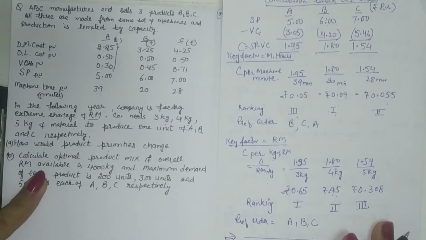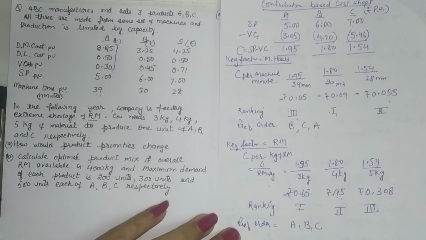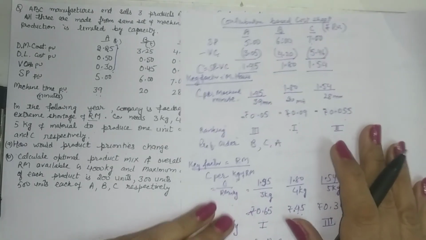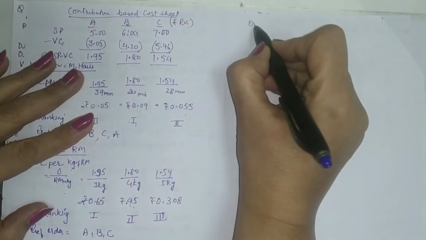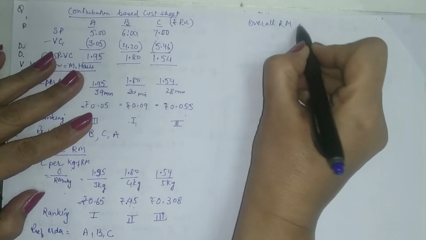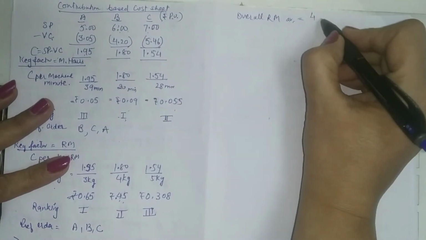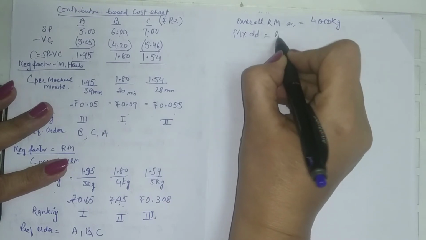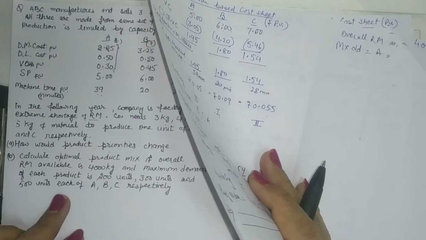Now the next part of the question is: calculate the optimal product mix if the overall raw material available is 4000 kilograms and the maximum demand of each product is 200 units, 300 units and 500 units. Okay, so we are given overall raw material availability of 4000 kilograms and maximum demand for A 200, B 300 and C 500 units.